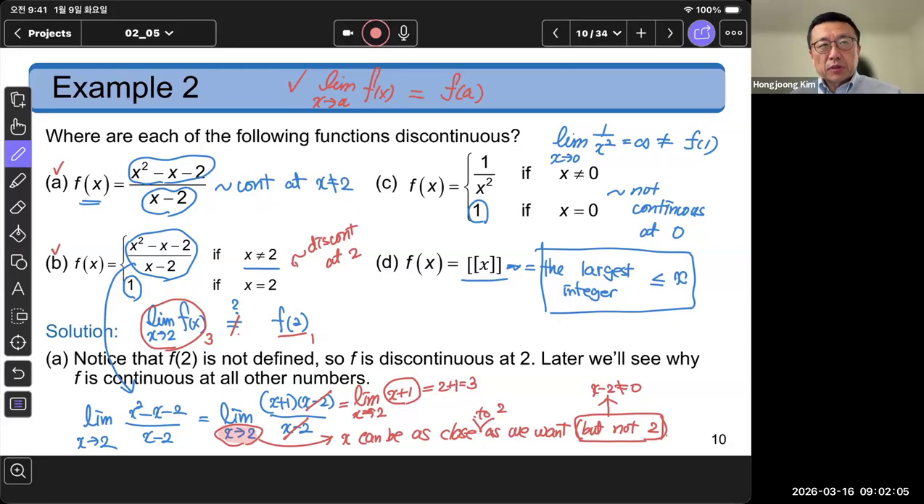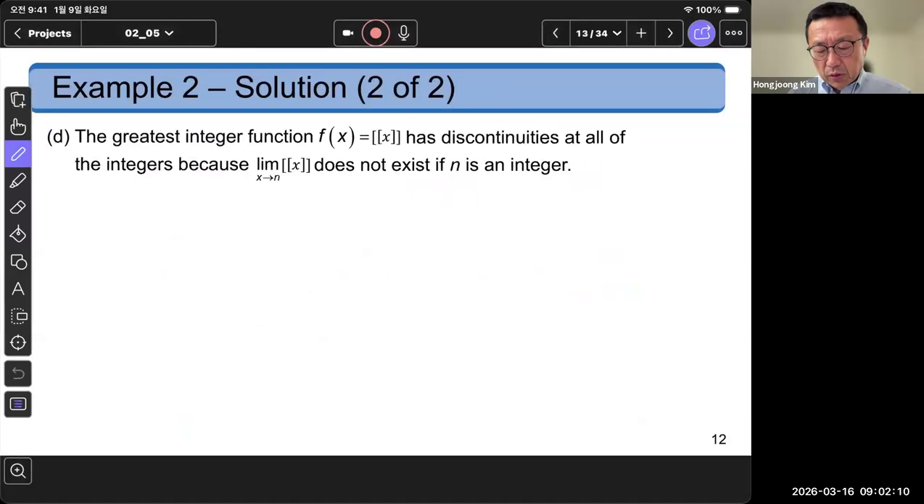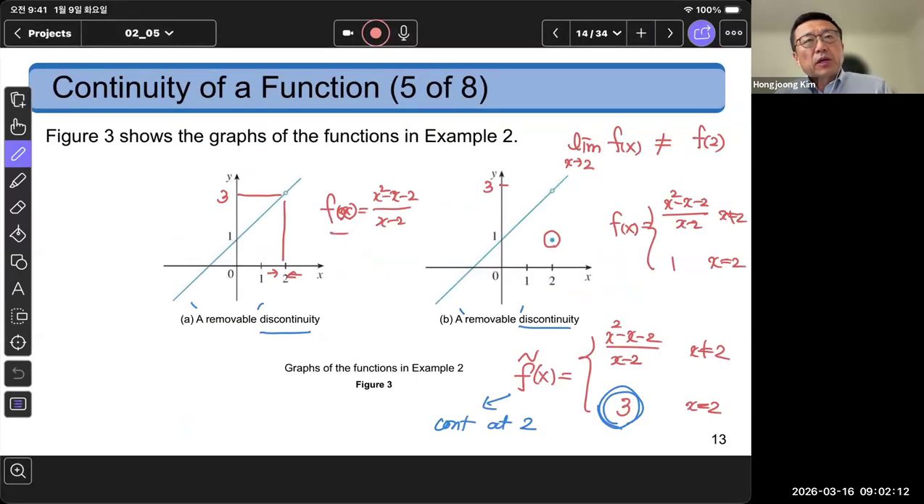So the equality between the two sides is not satisfied. If I look at the graph of that function, we have this. In case of function A, we have a rational function which is not defined at 2. And in case of B, even though the function is defined at 2, the value of the function at 2 is different from the limit value.